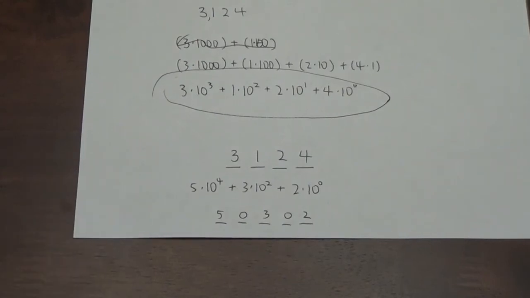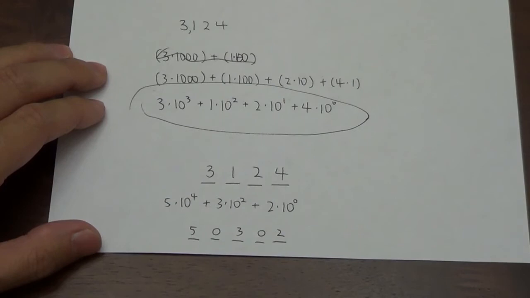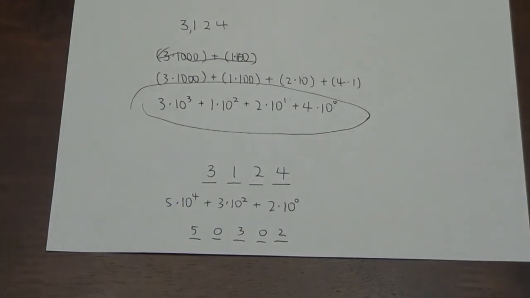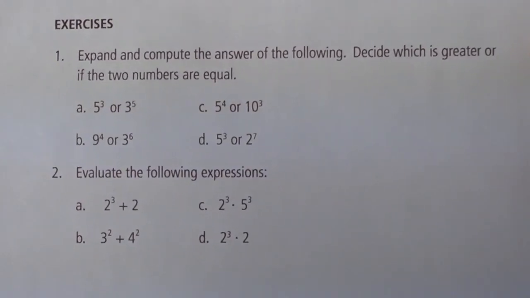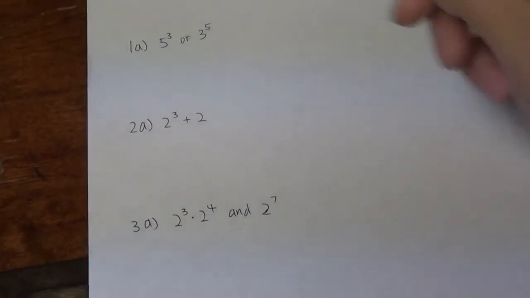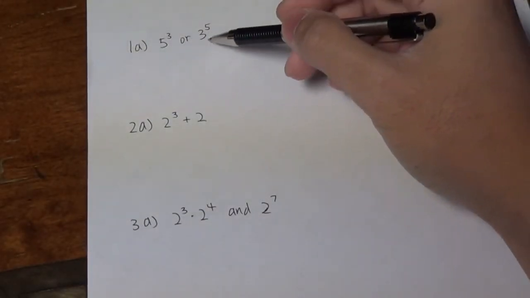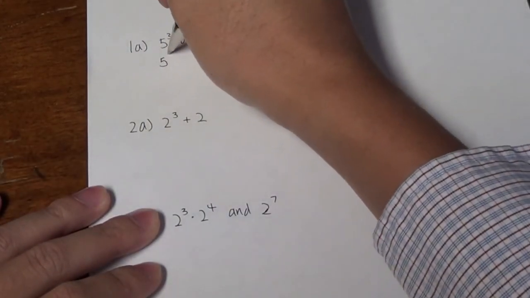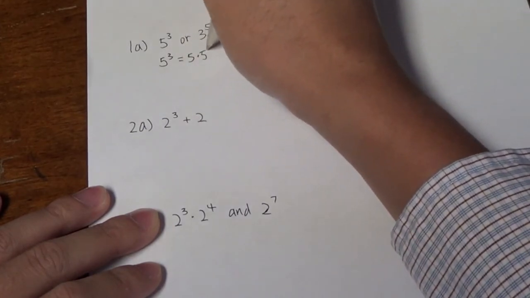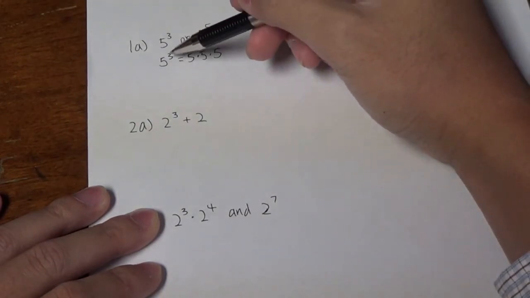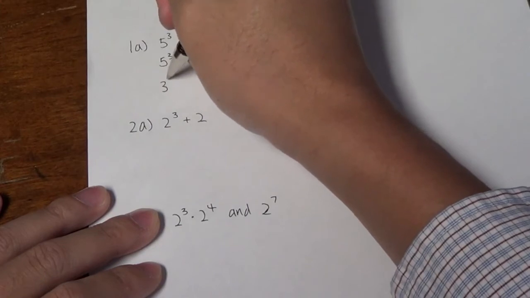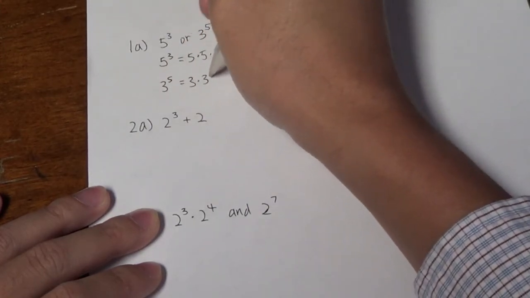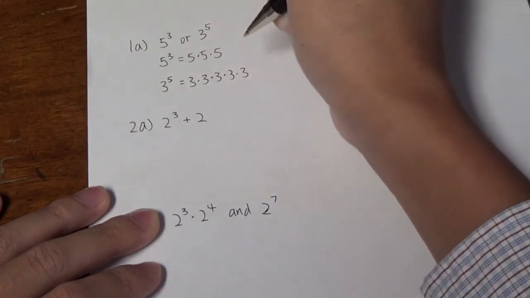All right. Now, the last part of the lesson is using the order of operations, including exponents, and we'll be able to explain that using just the homework examples. Okay, for 1A, we are to expand and compute the answer for the following expressions, and then decide which is greater. So we have 5 to the power 3 and 3 to the power 5. All right, so first we have to expand. 5 to the power 3 is 5 times 5 times 5. Remember, the exponent 3 tells us how many times the base, which is 5, is multiplying itself. And then to expand 3 to the power 5, you're multiplying 3 by itself 5 times.